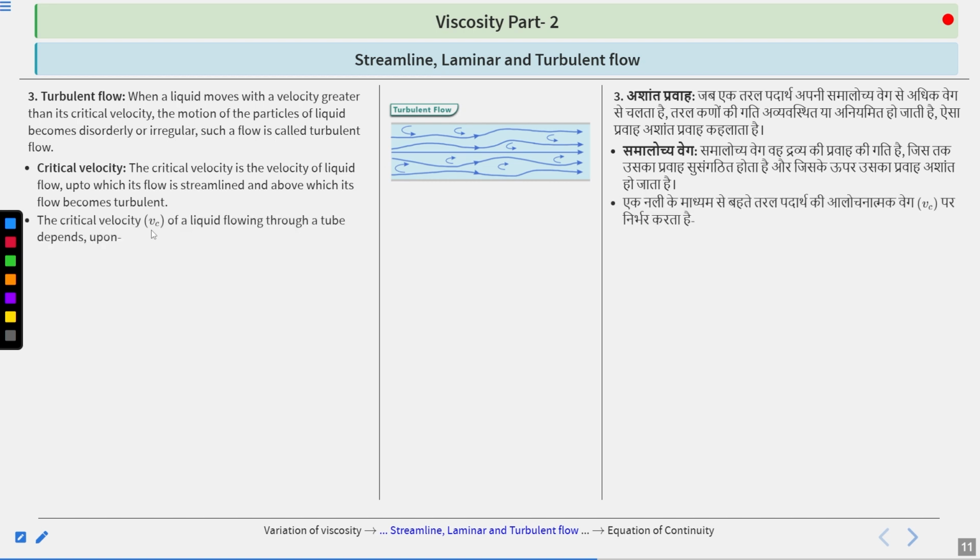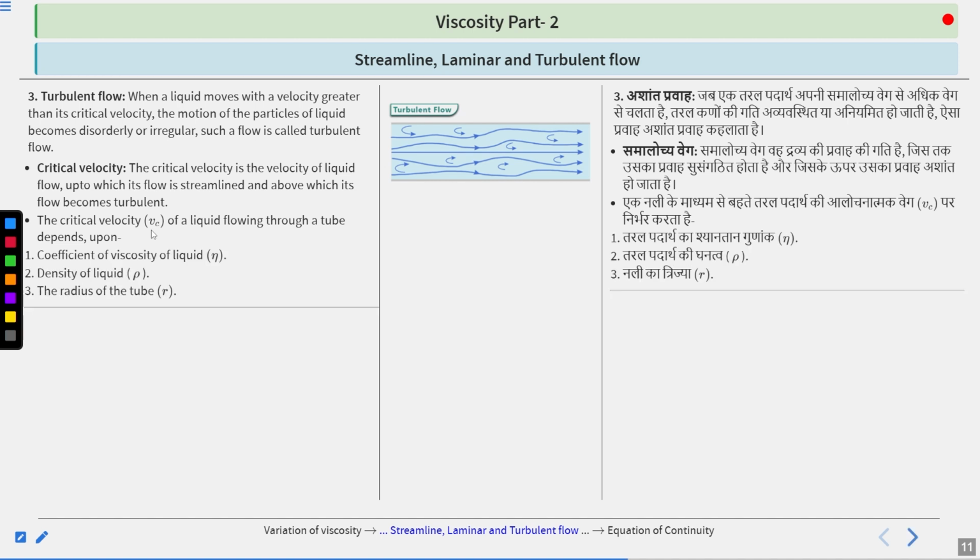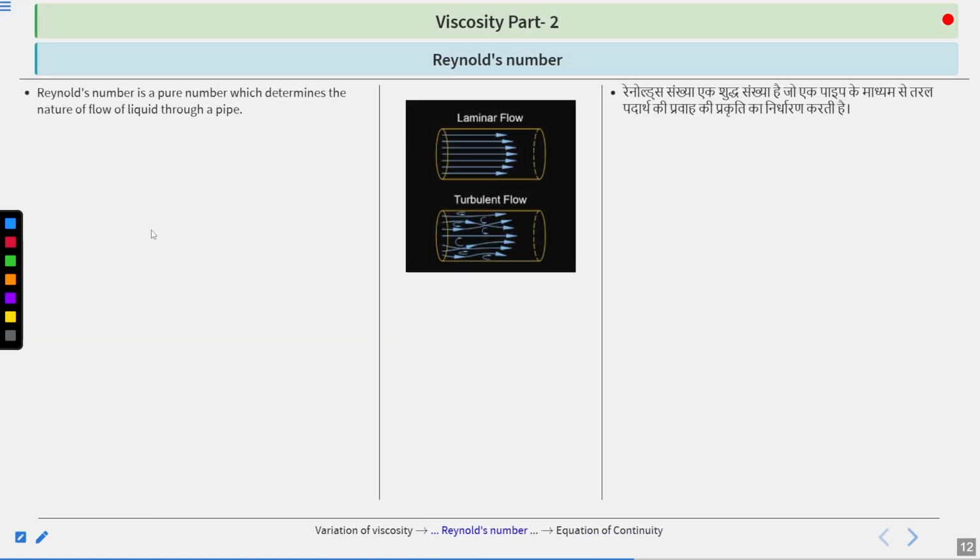The critical velocity Vc of a liquid flowing through a tube depends upon the coefficient of viscosity of the liquid, the density of the liquid, and the radius of the tube. These three factors actually define the critical velocity. Why? Because critical velocity depends on them.